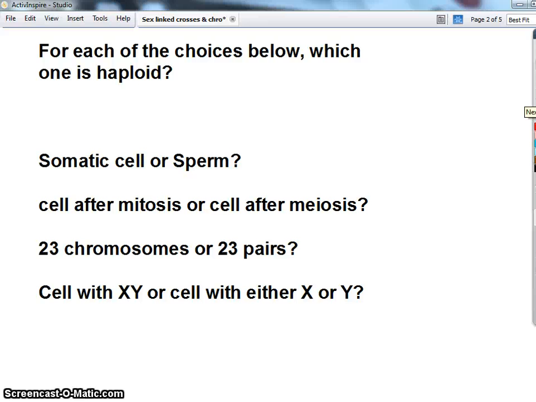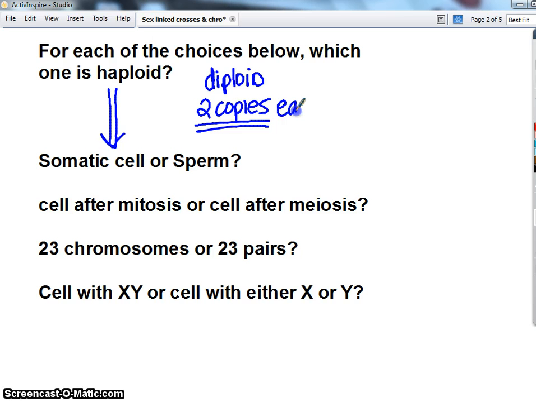All right, this is from the worksheet. It's just a little explanation of haploid versus diploid. So you need to be able to tell me, for these, which one of these 2 choices in each of these statements is the choice that's haploid. Before we go through those, just a reminder, think of di as meaning 2, so that means that diploid refers to having 2 copies of each chromosome. Haploid refers to having only one copy of each chromosome.